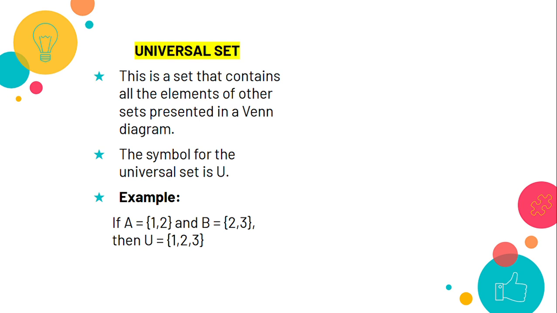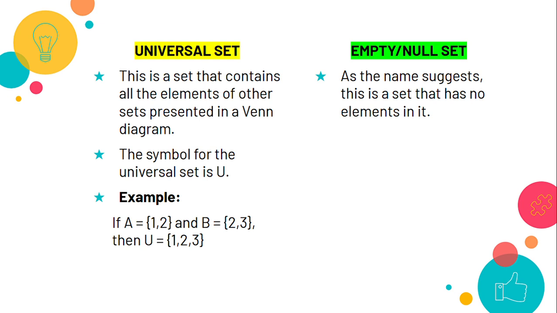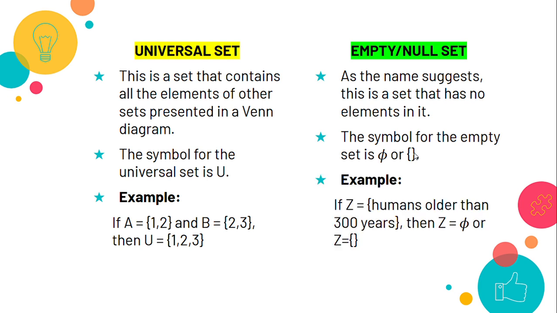Now the next set is our empty set or null set. And as the name suggests, the set is empty, it has no elements in it. So any set that doesn't contain any element, we call it the empty set, and we denote it using either of these two symbols. The first symbol is the Greek letter phi, and it's written basically like a 0 with a line through it. And the next symbol that we use is just an empty pair of curly brackets to show that there are no elements in the set.